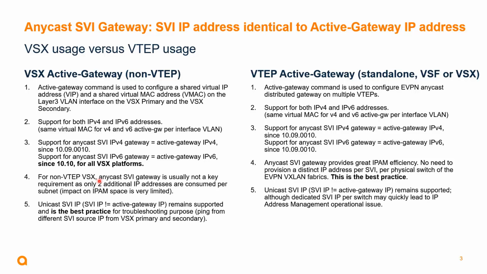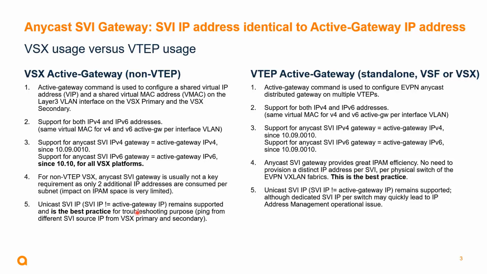So in terms of what is the best practice on the left side, the VS6, I would say that keeping an SVI IP separate from the active gateway remains our best practice for a non-VTEP VS6 cluster for troubleshooting purposes, for ease of sourcing a ping from different SVI source IP addresses between the primary and the secondary.